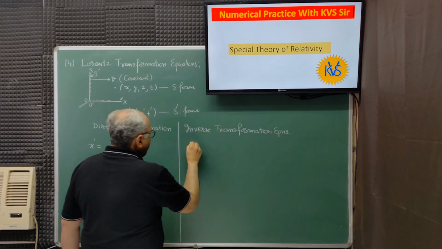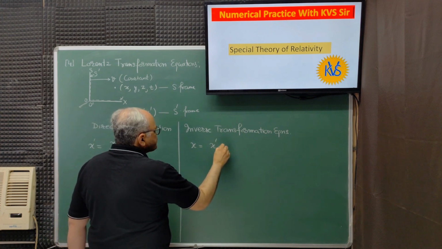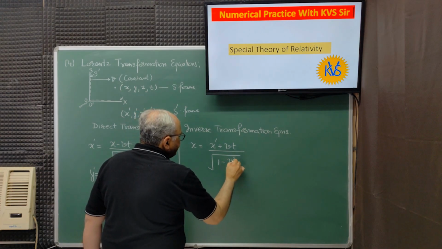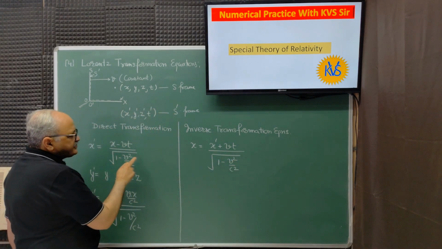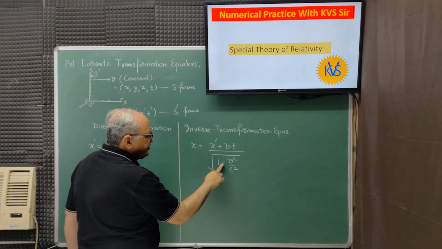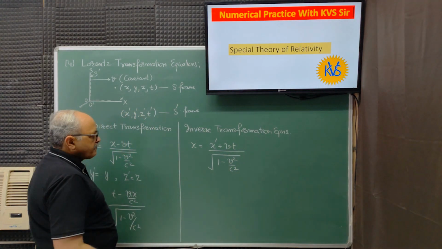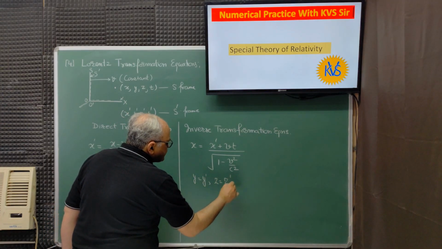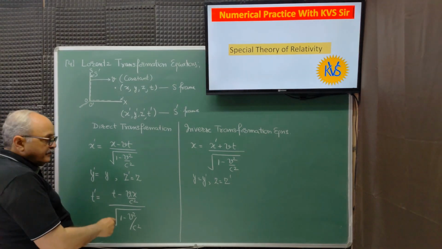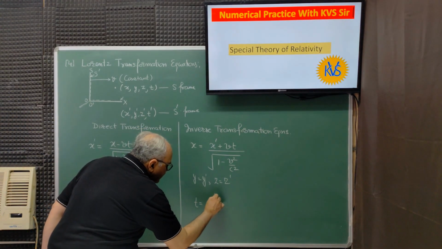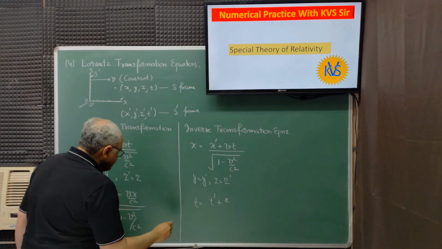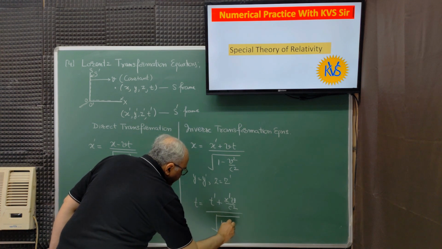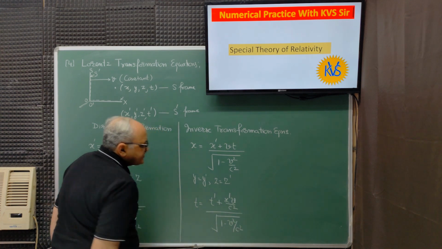So this minus v will change these equations, and your inverse transformation equations now will be x equals x dash plus vt, divided by under root of 1 minus v square by c square. There will be no change in the denominator, as minus v whole square will give you the same, so this component will remain as it is. Once again, y is equal to y dash and z is equal to z dash, but there is a change in the time, and t now will be equal to t dash plus x dash v divided by c square, whole divided by under root of 1 minus v square by c square.